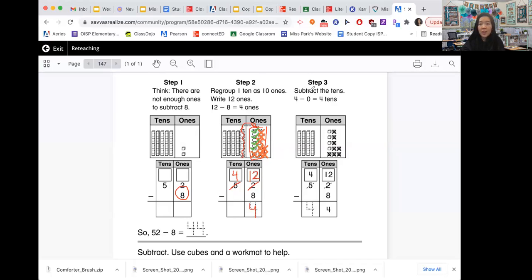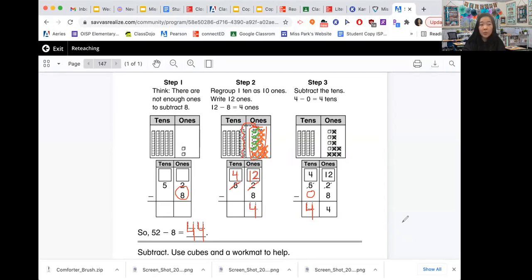Now step 3 is subtract the 10s. 4 minus 0. And the reason why this is 0 is because it's blank here. There's nothing we're subtracting. 4 minus nothing equals 4. Let's say you have $4 and you go to the store and you buy nothing. If you just leave the store and you didn't purchase anything, you still have $4 in your wallet. That's just what it means. So 52 minus 8, it gives you that answer of 44. Okay.